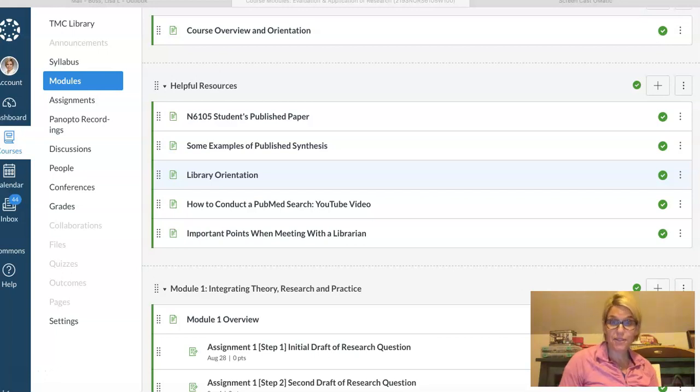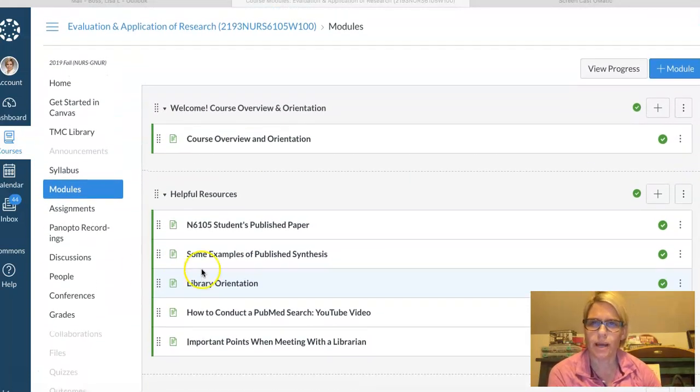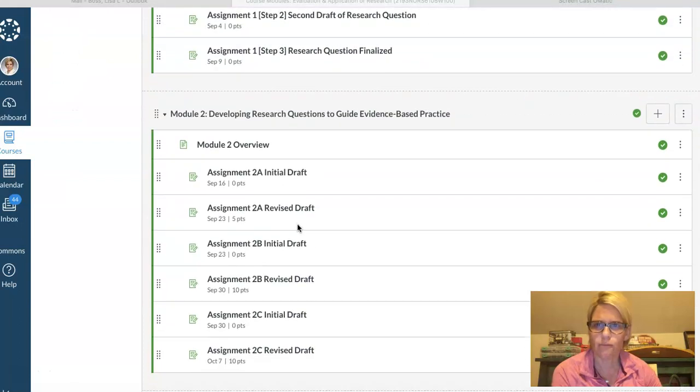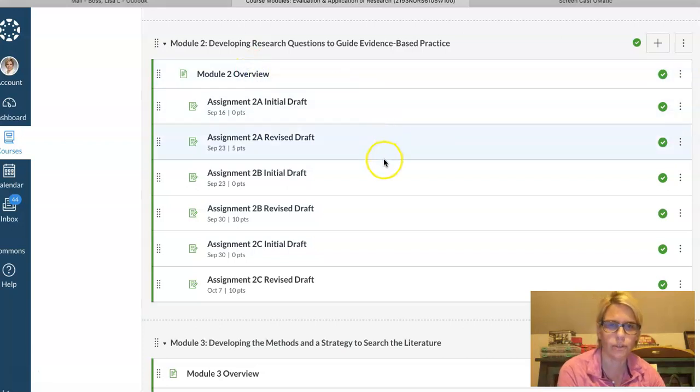Good morning or afternoon. I am back today to talk about your final assignment for Module 2, which is Module 2C, Assignment 2C. You can see on my page, I'm back at your N6105 Canvas page under Modules. So we have worked through 2A and 2B, and this is 2C. I want to click on Module 2 Overview just to show you something quickly.